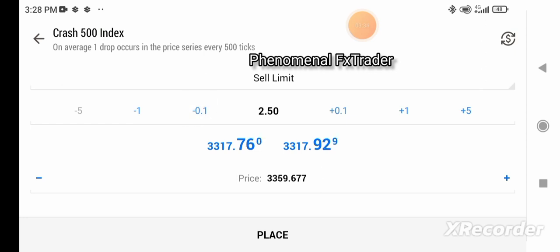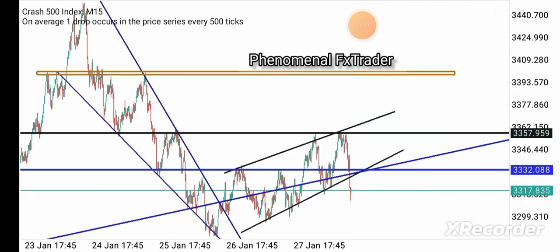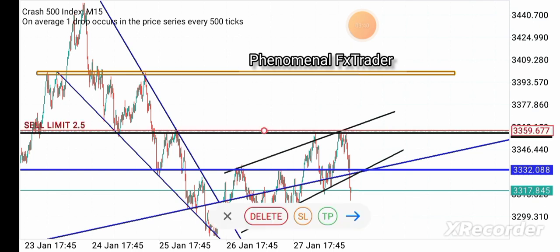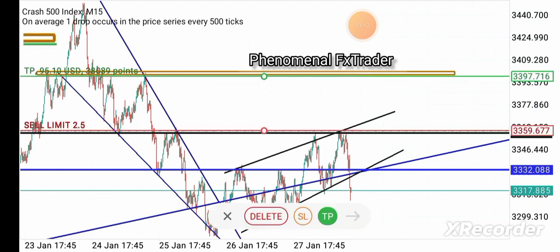A lot size of 2.5. Then my take profit level will be around this point. That's about $95, guys. Imagine I do that for two positions of 2.5, so it will give me about $190 in profit, you see.